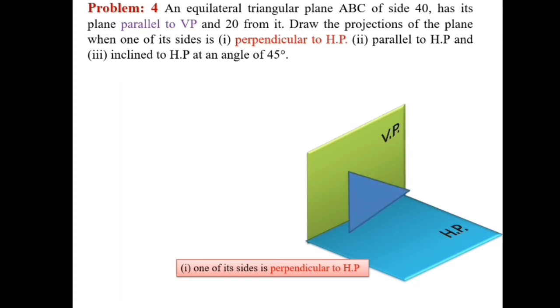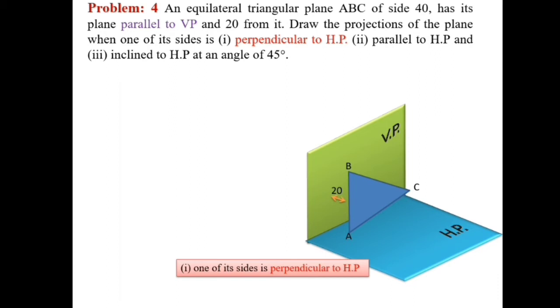Now you see this, the equilateral triangle plane ABC has one of its sides perpendicular to HP. That means AB is the side that is now perpendicular to HP, and this plane surface is 20 mm from the VP. You draw an XY reference line, and from the front view you get the true shape.